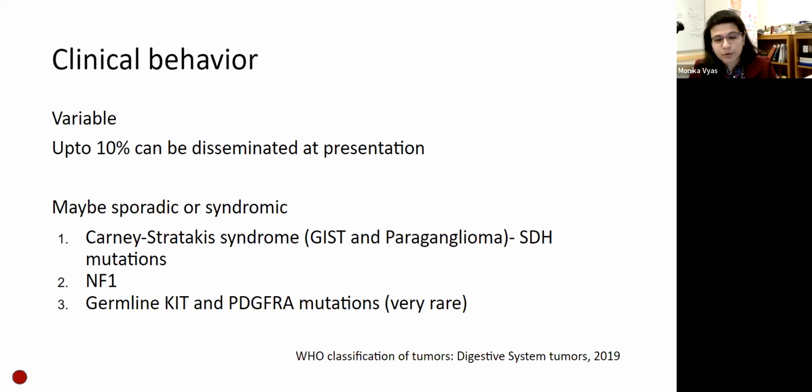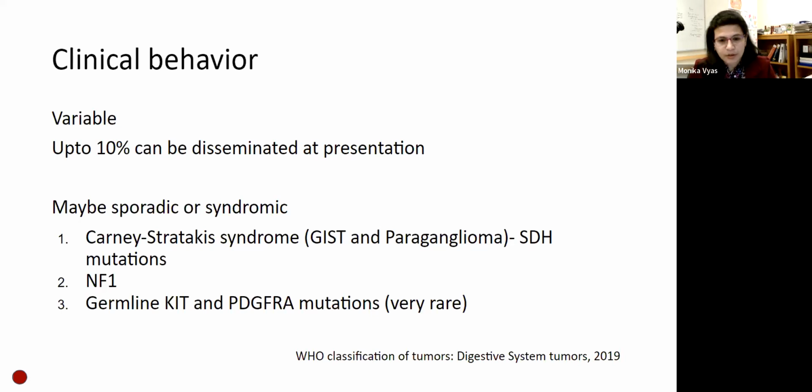So most of them are sporadic, but they've been described in context of the Carney-Stratakis syndrome, which is also known as SDH deficiency, or the GIST and paraganglioma syndrome. And these patients have germline mutations in their SDH genes. They've also been described in neurofibromatosis 1 syndrome, and very rarely patients with germline KIT mutations or germline PDGFRA mutations have also been reported.